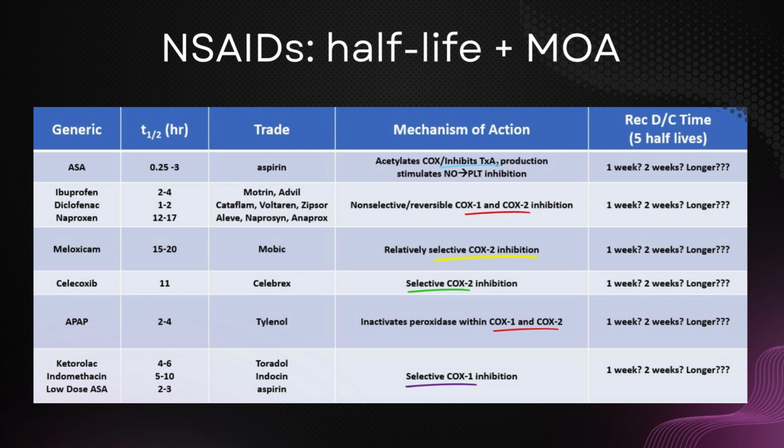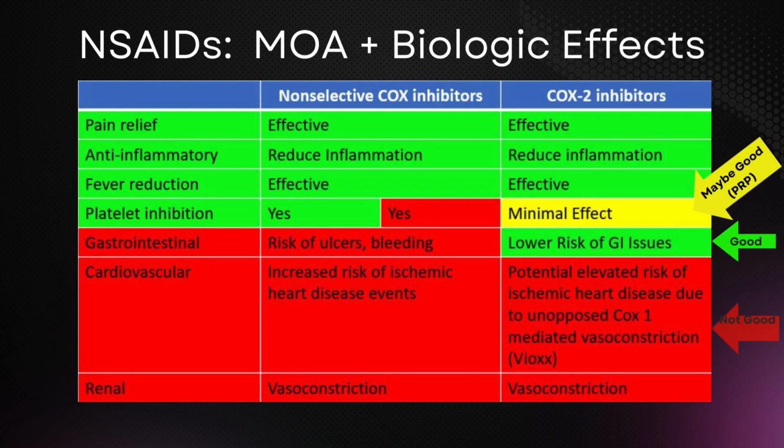Over-the-counter NSAIDs are non-selective inhibitors of both COX-1 and COX-2. We use a lot of Toradol in our office, which is a short-acting selective COX-1 inhibitor. Celebrex is the only selective COX-2 inhibitor available in the US, and Mobic is also relatively COX-2 selective. Selective COX-2 inhibitors were developed to reduce the risk of peptic ulcers and to reduce the risk of NSAID-associated bleeding, since they don't inhibit COX-1.